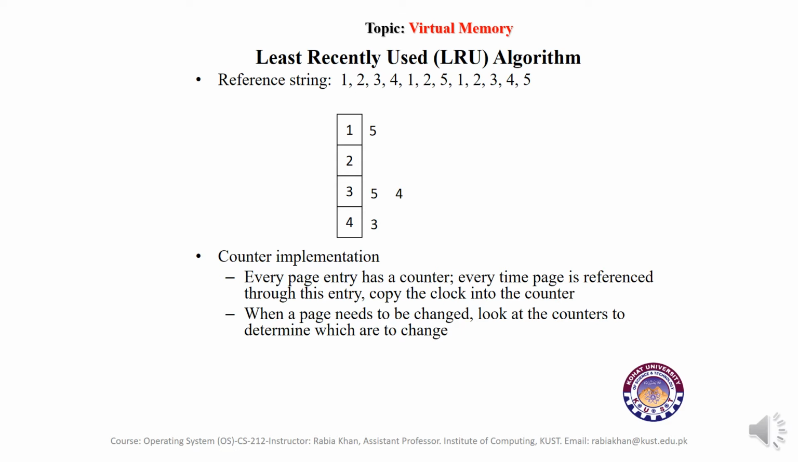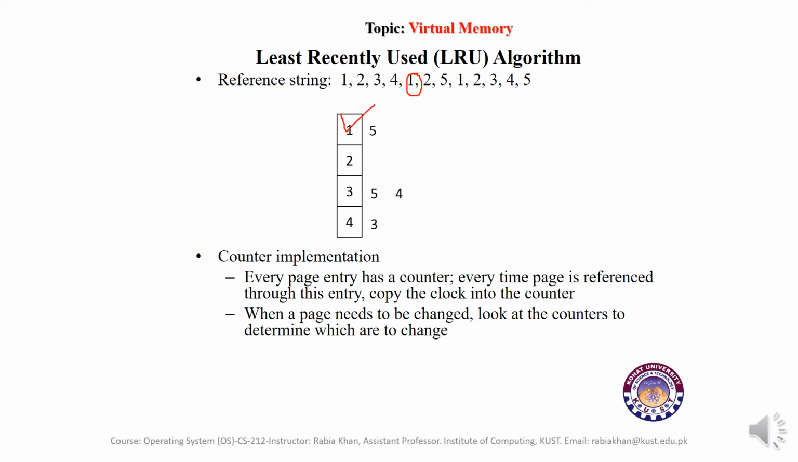A frame size of 4 is shown in this example, and you can apply it on any frame size given to you. So here you can see page number 1 is loaded in frame number 1, page number 2 is in frame number 2, page number 3 is in frame number 3, and page number 4 is in frame number 4. Next required page is page number 1, which is already present, so there is no page replacement. Since page number 1 is already present in frame number 1, there is no page fault.